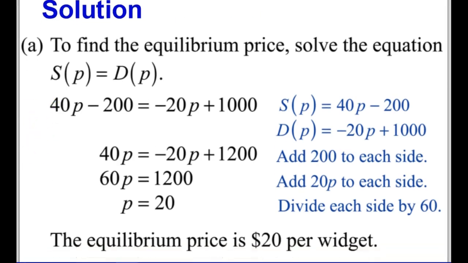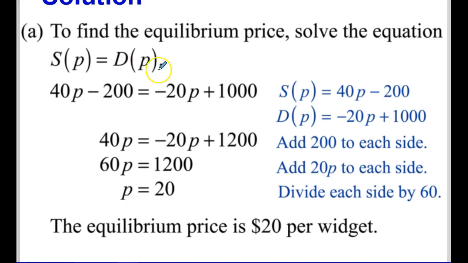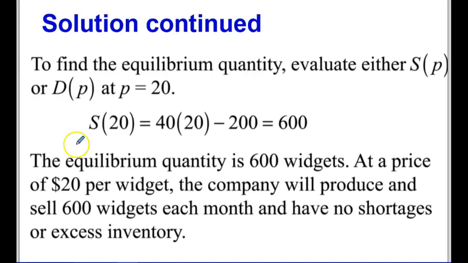Okay, so here's what we're doing here. To find the equilibrium price, I set them equal to each other. I get all of my p's to one side, all of my constant values to the other side, and I solve for my p. So my price is $20 per widget, and I remember that p was price, so I know that it's $20. Then the second part of A was asking, well, how much is that? So I can take that $20 and plug it into either the S or the D and solve, and I see that it is 600 widgets. What this really means with supply and demand is that if they charge $20 per widget, the company makes 600 widgets and has no shortages or excess inventory. They're able to sell all of them.